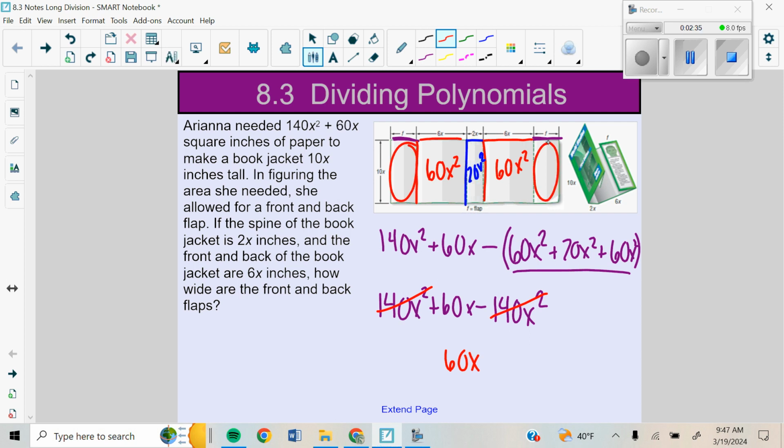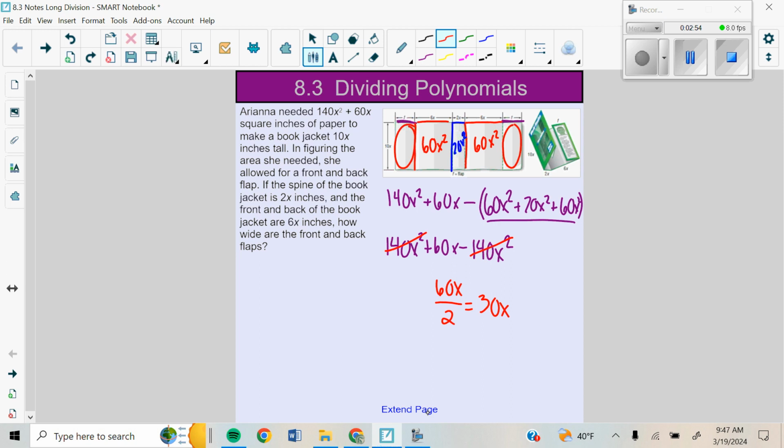So we are going to know that that is for 2 portions, so we're going to divide by 2. So each of those flaps is 30x in area. Okay, so if each of those flaps is 30x in area, and we know that the length is 10x, we're going to take our 30x and divide by 10x. And that tells us that our width of that flap is 3 inches. So that was just a really simple pull in from yesterday, do a little division of monomial and monomial right here at the end.